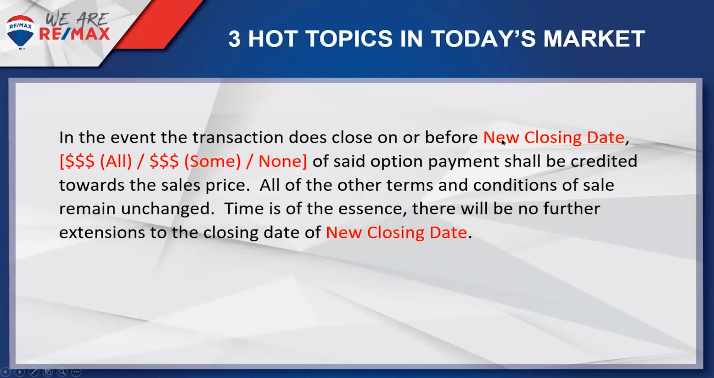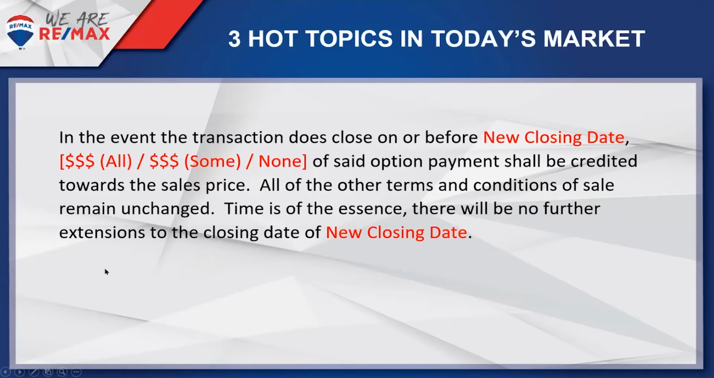In the event escrow does close, then you have three options here. All of the money, in other words, if they're paying $10,000 for the option, then $10,000 will be credited to the sale price. If the seller is retaining $4,000 because they're incurring some additional expense, then $6,000 of a $10,000 option payment would be credited to the sale price. If the seller, very rarely, does not want any of the option payment to be credited to the purchase price, then none. So you're going to figure that out and then plug that in there.